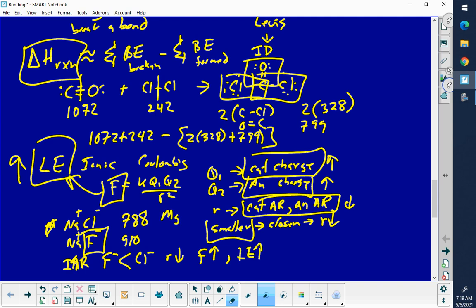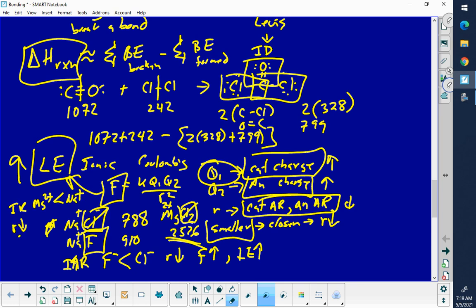If you had MgCl2, which is 2526, right? You look at this and you say, oh, the chlorines are the same, so they're not going to have any impact on why that lattice energy is so great. But magnesium is a 2 plus, whereas sodium is a 1 plus. So that means my Q1 is bigger. Not only that, the ionic radius of Mg2 plus is less than that of Na plus. So that means my R goes down, my Q1 goes up. Both of those lead to an increased Coulombic force of attraction, which leads to an increased lattice energy.